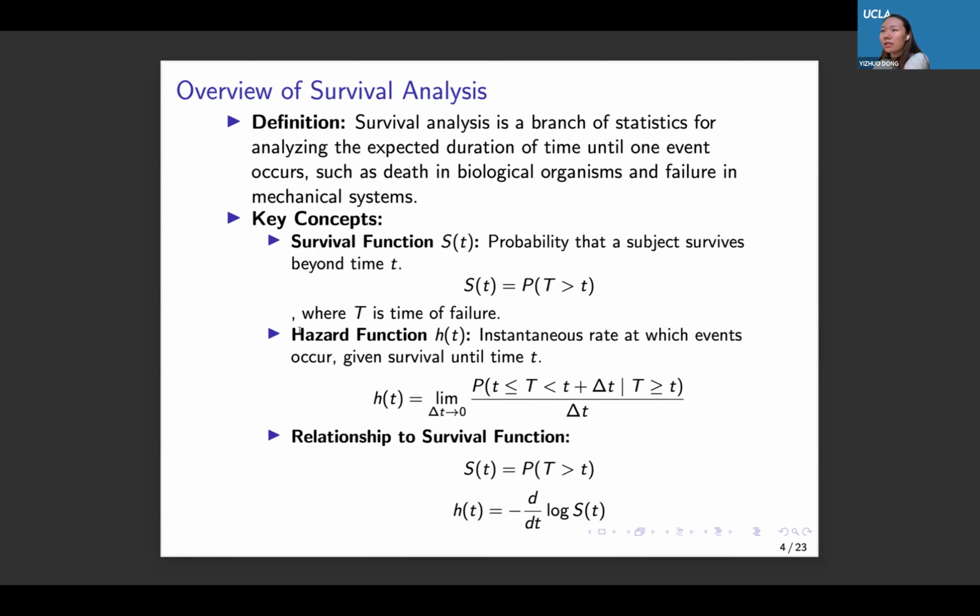The corresponding concept is the hazard function, which is the instantaneous rate at which events occur. You can take this as how risky it is at time t. If you look at the formula, it basically means: given that you have survived beyond time t, what's the probability that failure occurs during this time interval delta t? And we take delta t to the limit of 0, so you have the instantaneous rate. The relationship between the survival function and the hazard function is shown below. So as long as you have one of them, you can recover the other.